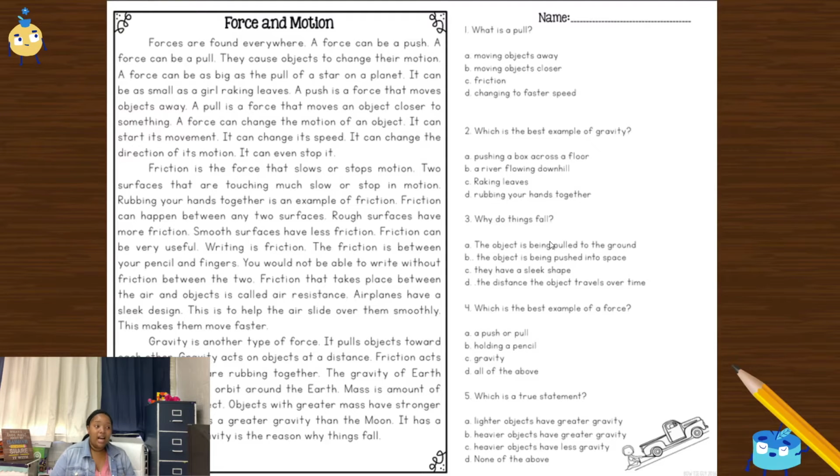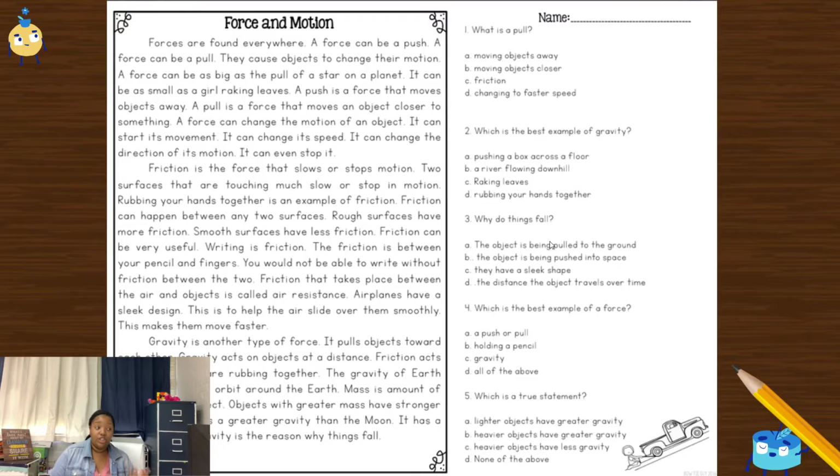They cause objects to change their motion. A force can be as big as the pull of a star on a planet. It can be as small as a girl raking leaves. A push is a force that moves objects away. A pull is the force that moves objects closer to something. A force can change the motion of an object.